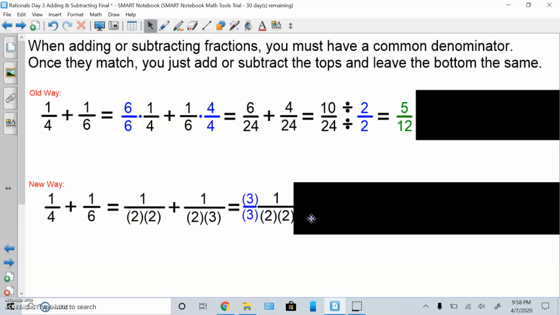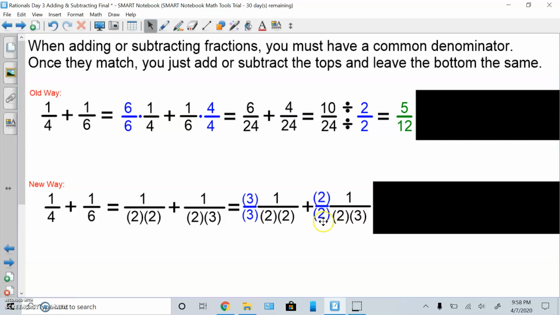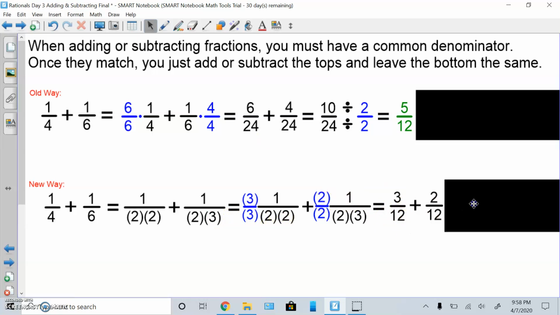So the first fraction only needs a 3. The second fraction only needs a 2. Then you multiply. 3 times 1 is 3. 3 times 2 is 6. 6 times 2 is 12. So the first fraction is 3 over 12. Over here, 2 times 1 is 2. 2 times 2 is 4. Times 3 is 12. So the bottoms are matching, 12. Once they're matching, you add the tops. 3 plus 2 is 5. And the bottom is 12. Same answer, but no need to reduce at the end. No need to get big numbers.